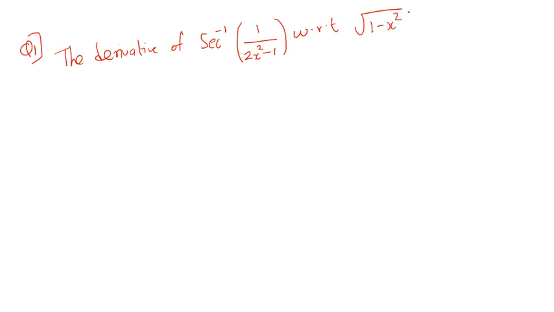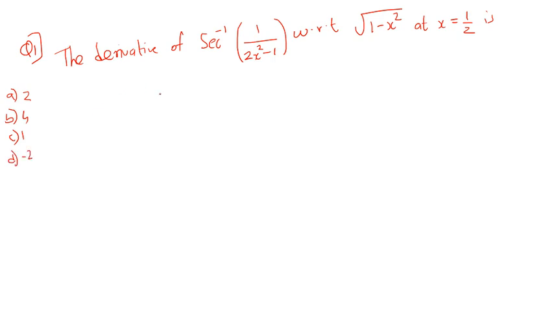The derivative of secant inverse of 1 by 2x square minus 1 with respect to root of 1 minus x square, at x is equal to 1 by 2, is dash. So this is the question here. You can start solving. I'll be giving you the options here. Option A is 2, option B is 4, option C is 1, and option D is minus 2.